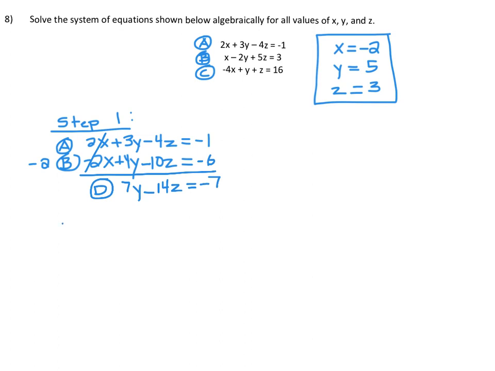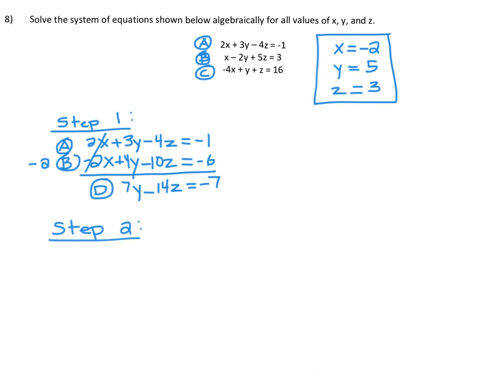All right, step 2. Now in step 2, you want to eliminate the same variable that you eliminated in step 1. So here we eliminated the x's. Since we already used A and B, we have to pick a different pair of equations. We could use A and C, or B and C. I'm going to use A and C. Now if you look here, C says -4x. So if we multiply this by +2, wouldn't that be a +4x, which cancels off with our -4x?